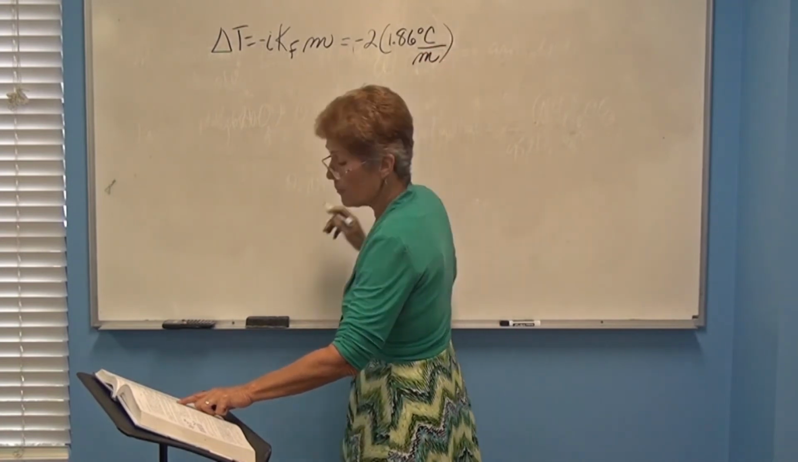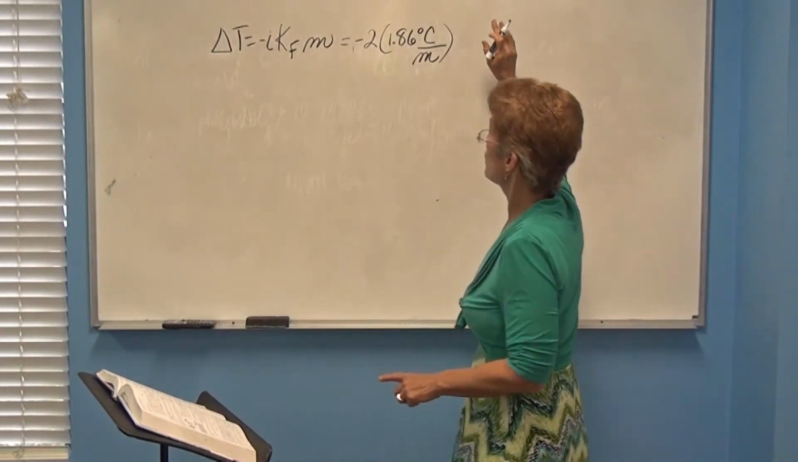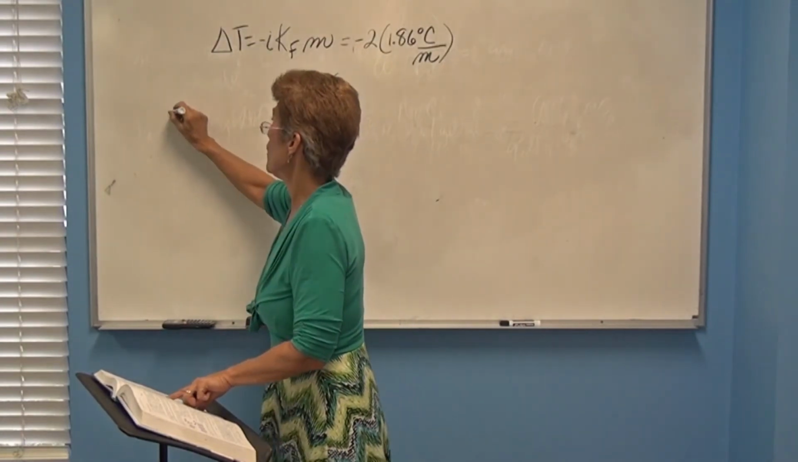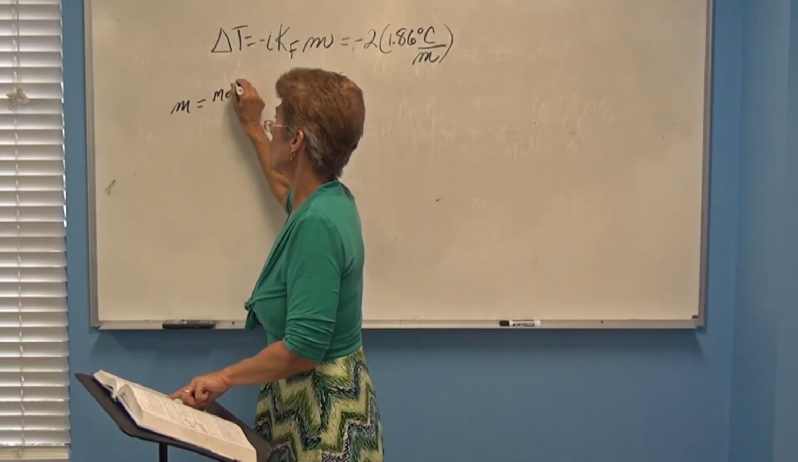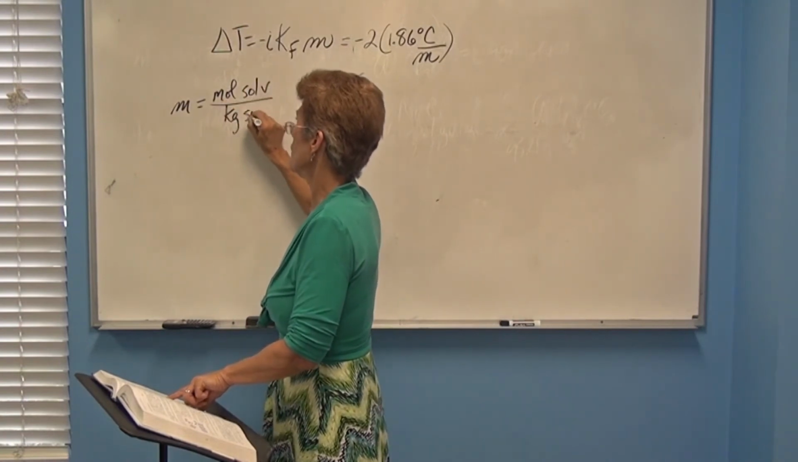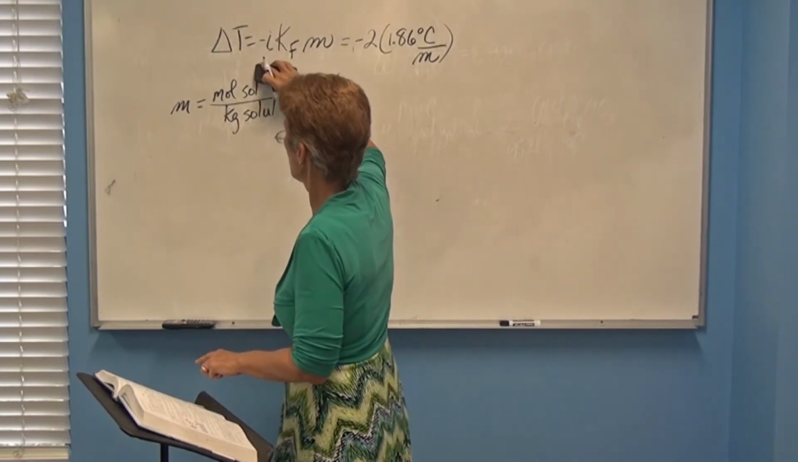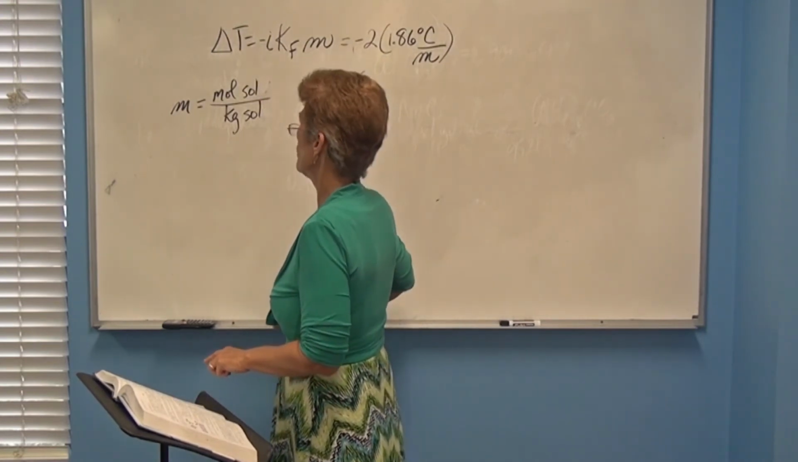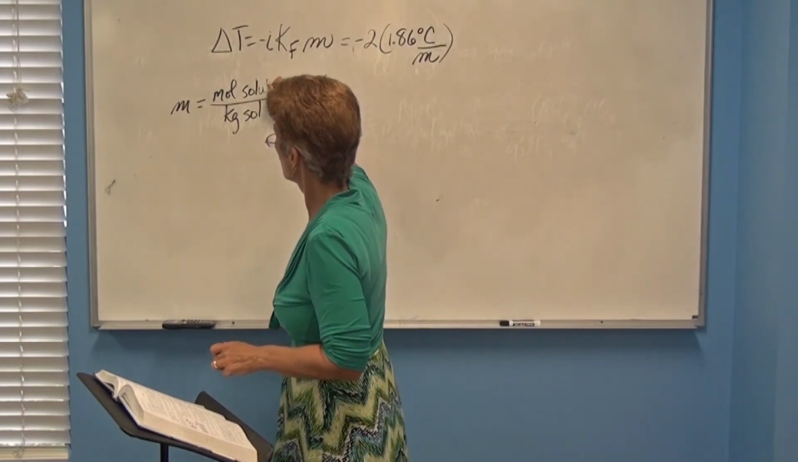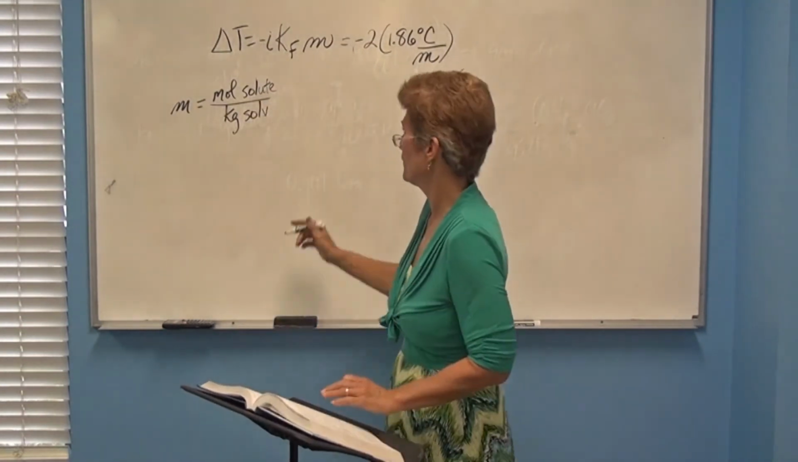How do I know that? Because it's given right there. And so the only thing that's left is the molality. We've got to come up with that. Well, the molality we know is the moles of the solvent over the kilograms of the solute. I got that backwards. I'm so sorry. It's the moles of the solute over the kilograms of the solvent. There we go. Now I've got it.